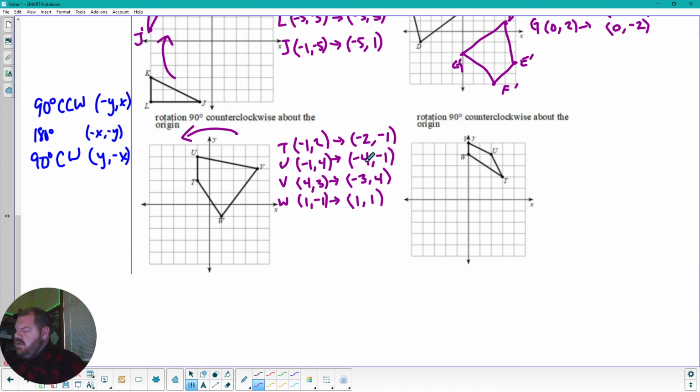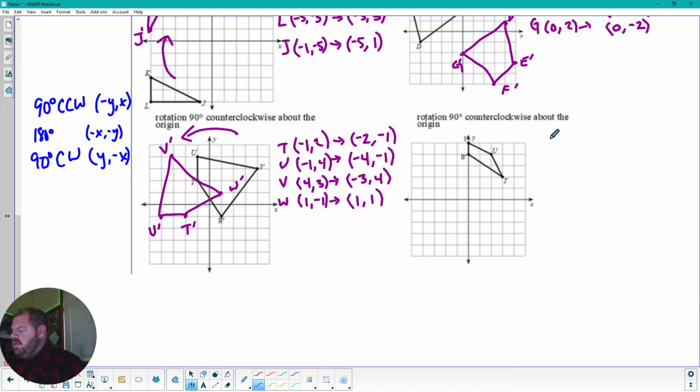Okay, so let's go ahead and do these in order. -2, -1, -4, -1, -3, 4, and 1, 1. Okay, and that was T prime, U prime, V prime, and W prime. And then connect our shape. Missed it a little bit. And there we go.